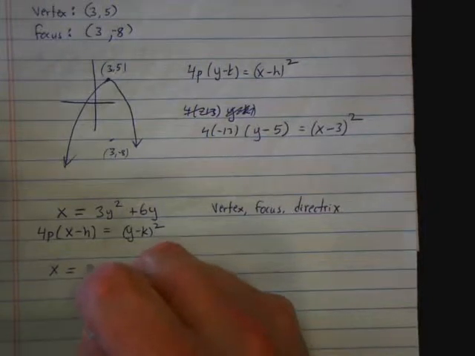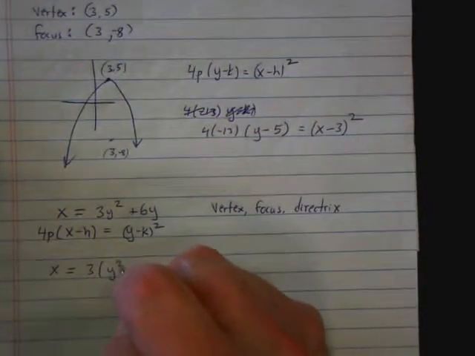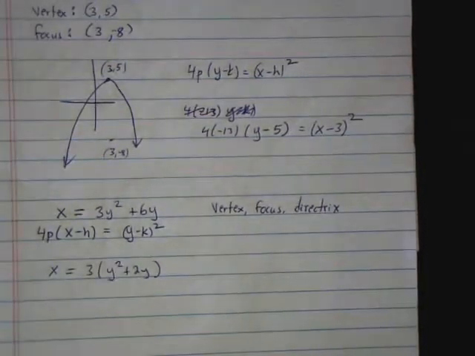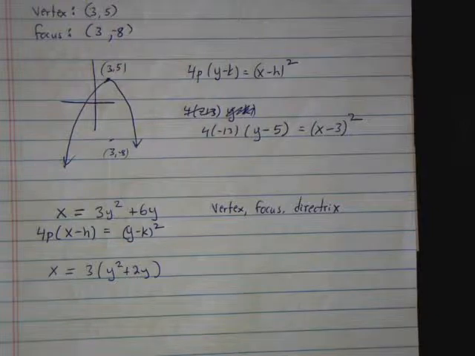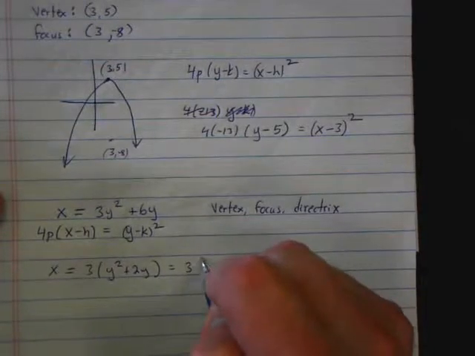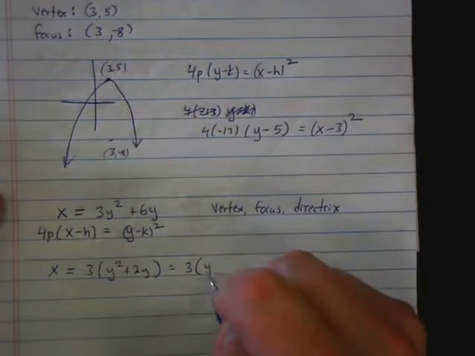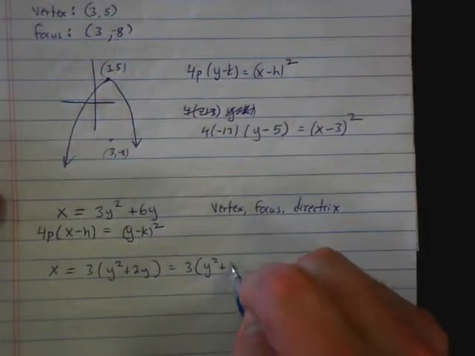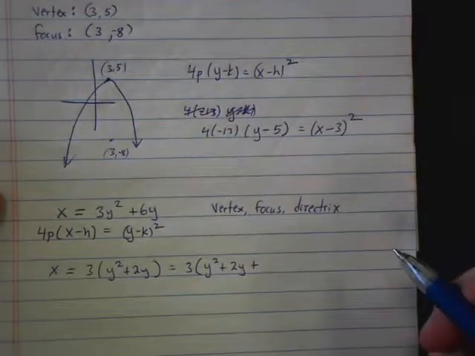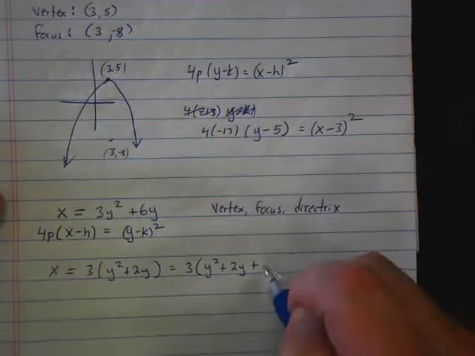x equals 3 times y squared plus 2y. So you guys told me 5. I changed it to a 6. Thank you. Because I didn't want to deal with the fractions. So being lazy, cheap. All right, so we got to complete the square. That's going to be 3 times y squared plus 2y plus 1.